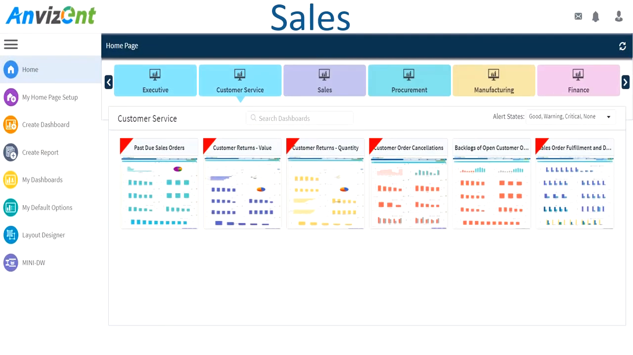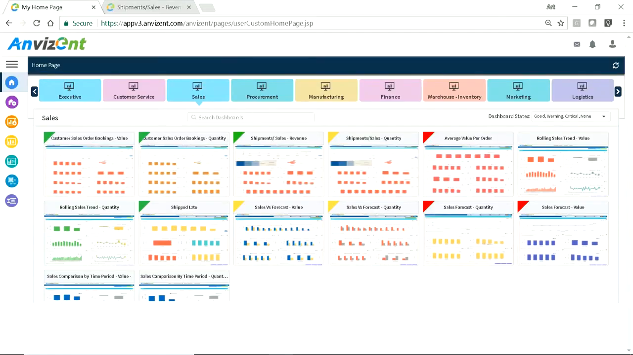Let's look at sales. This is the sales control room. It has dashboards for customer sales order bookings, shipments, average value per customer order, rolling sales trend, shipped late, and sales versus forecast. Let's look at the shipments dashboard.